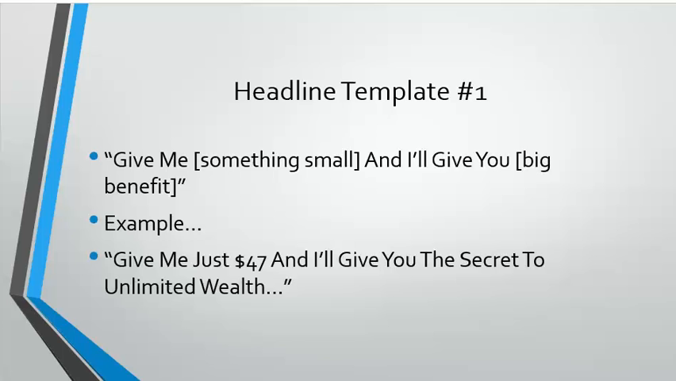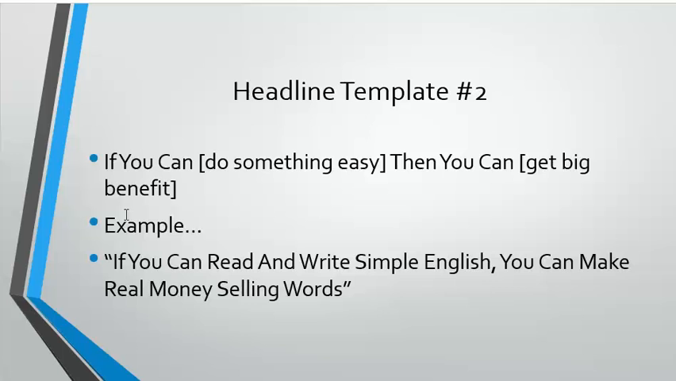Moving on to the next template. This is the template. So the first item to fill in is "do something easy," then you can get a big benefit. As an example: if you can read and write simple English, you can make real money selling words. Now, that was actually an ad, I think, for AI's copywriting course.